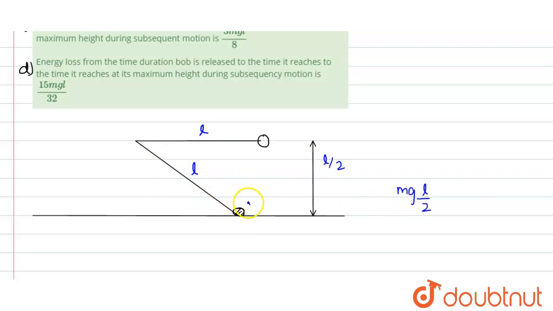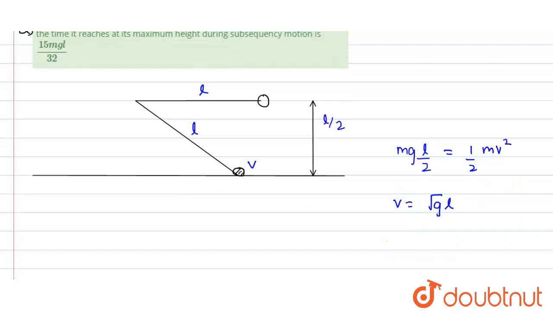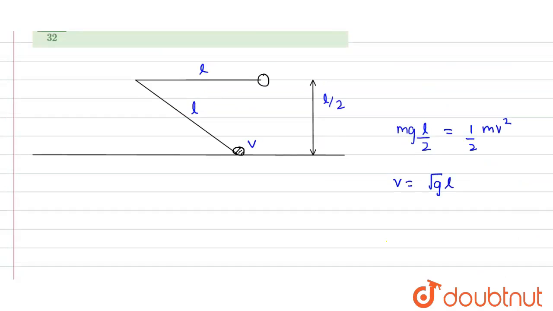Now at this location, what is the velocity? The potential energy at the start would be equal to the kinetic energy just before it hits the surface, so mg L by 2 equals half m v square, or the v value would be equal to under root gL. Now what would be the direction of the impact? The velocity is always tangential to the path. It would be following a circular path, so the direction of the velocity would be tangential to the circular path. It would be hitting like this.